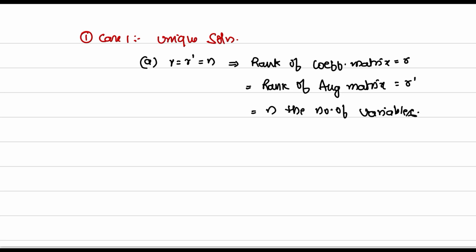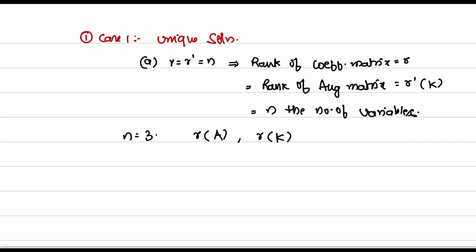Here what is the variable? n is equal to 3, because there are 3 variables. X is the matrix XYZ, so n is equal to 3. Now we have to find out the rank of the augmented matrix. Then we have to find the rank of A, then the rank of K. This is K. K is the augmented matrix.